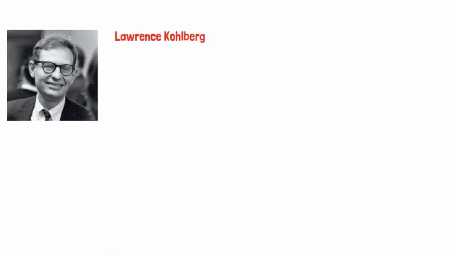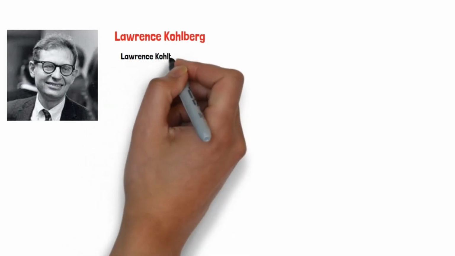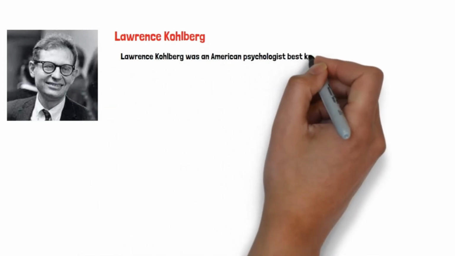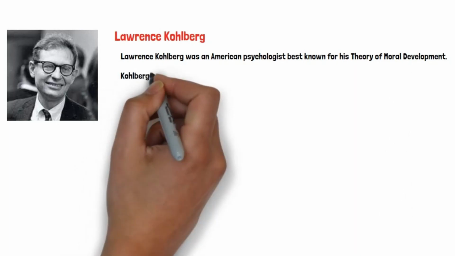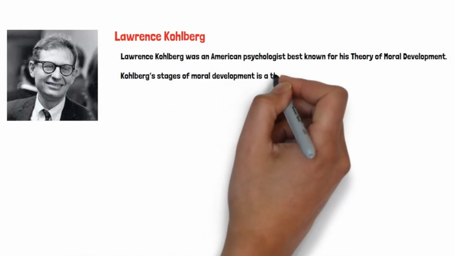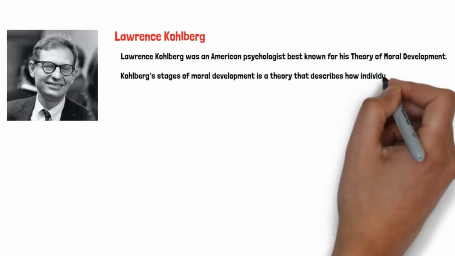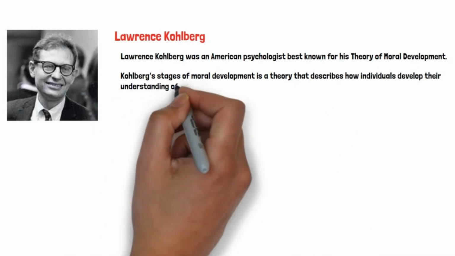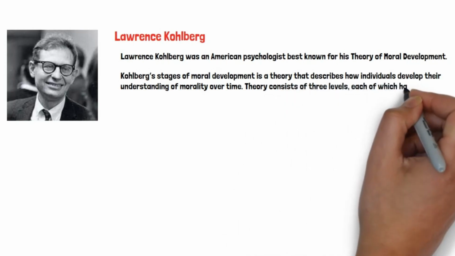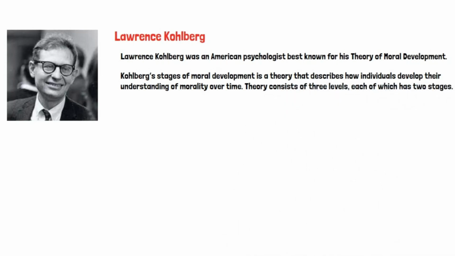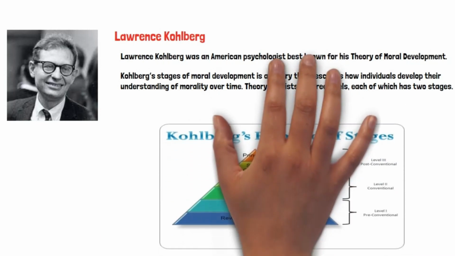Lawrence Kohlberg was an American psychologist, best known for his theory of moral development. Kohlberg's stages of moral development is a theory that describes how individuals develop their understanding of morality over time. The theory consists of 3 levels, each of which has 2 stages.